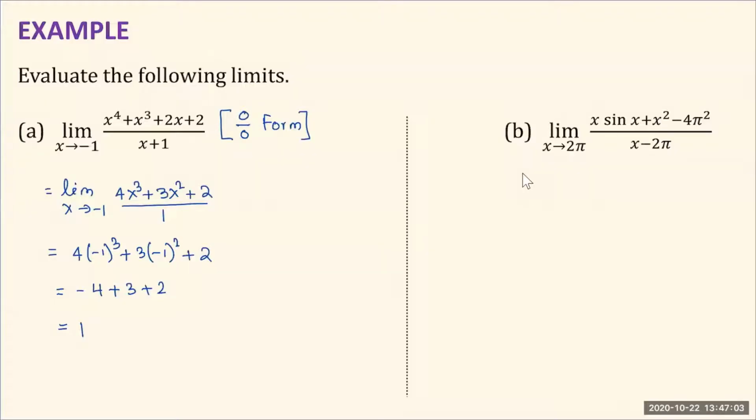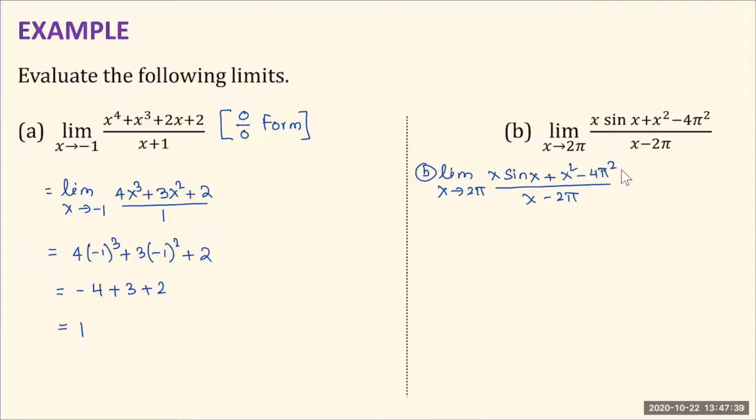Part B, we have to find the limit as x approaches 2 pi of (x sine x plus x squared minus 4 pi squared) divided by (x minus 2 pi). If you try direct substitution, if you plug in 2 pi for x, it will be 2 pi multiplied by sine 2 pi, which is 0. So 2 pi multiplied by 0 is 0, plus if you square 2 pi, it will be 4 pi squared, minus 4 pi squared, that's 0.